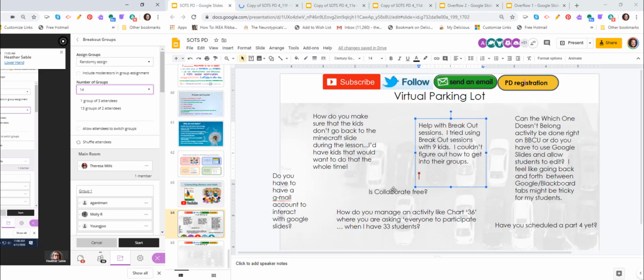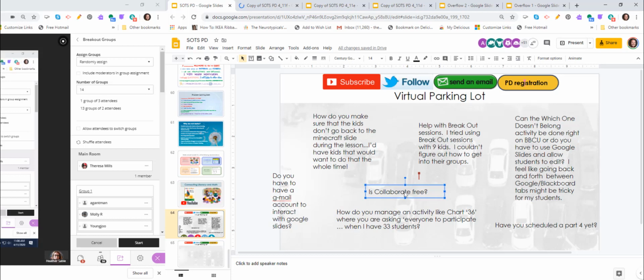Is Collaborate free? I believe it is with the Blackboard suite. Many schools use Blackboard. If you don't, Zoom is free. And it does basically all the same things. I just have more experience with Collaborate, so that's what I use.